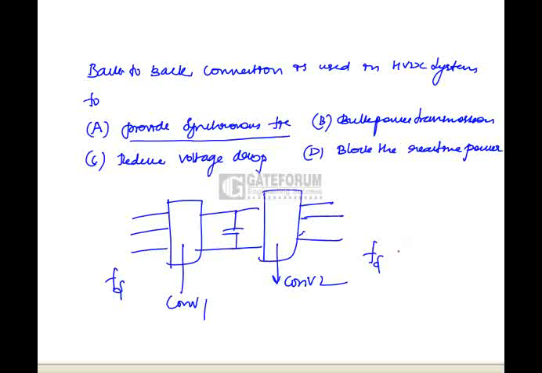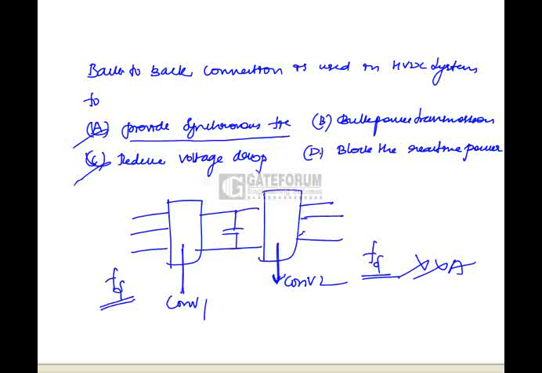The major advantage when you connect back-to-back converters is we can also connect systems of different frequencies at the sending end and receiving end. That is called an asynchronous tie. If you had the option to provide an asynchronous tie, then it would be correct. To provide a synchronous tie, option A is wrong. Now look at option C, to reduce voltage drop. No, when you connect converters back to back, we are adding one more converter, so we have more voltage drop. So option C is also not correct.